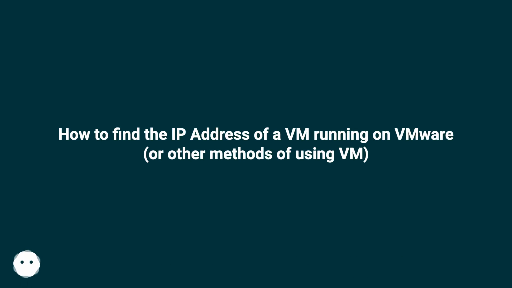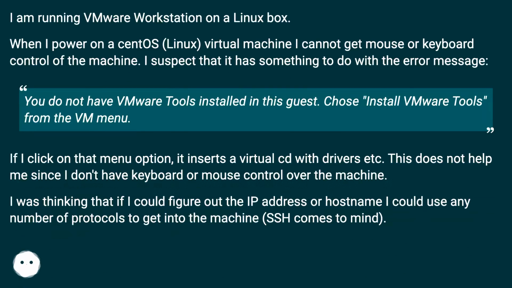How to find the IP address of a VM running on VMware, or other methods of using a VM. I am running VMware Workstation on a Linux box. When I power on a CentOS Linux virtual machine, I cannot get mouse or keyboard control of the machine. I suspect that it has something to do with the error message: You do not have VMware Tools installed in this guest.